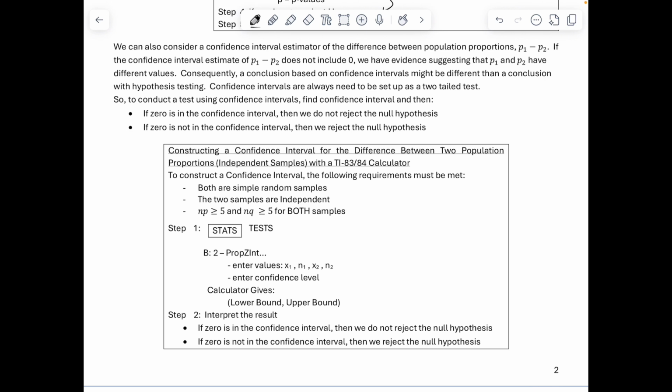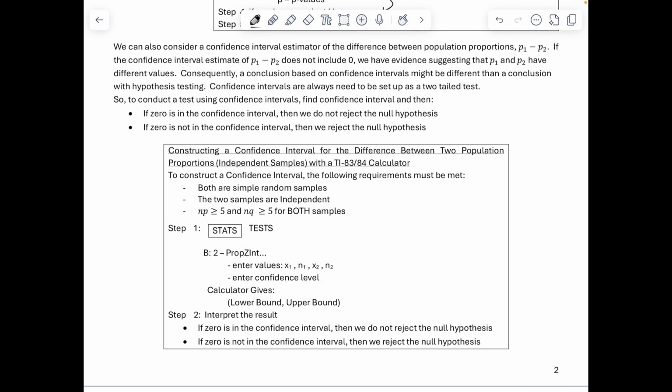Right below this, it says we can also consider a confidence interval estimate of the differences between population proportions, p1 minus p2. If the confidence interval estimate of p1 minus p2 does not include 0, and again, remember our null is saying that they are equal, so if you subtract them, you should get 0, we have evidence suggesting that p1 and p2 have different values. Consequently, a conclusion based on confidence intervals might be different than a conclusion with hypothesis testing.